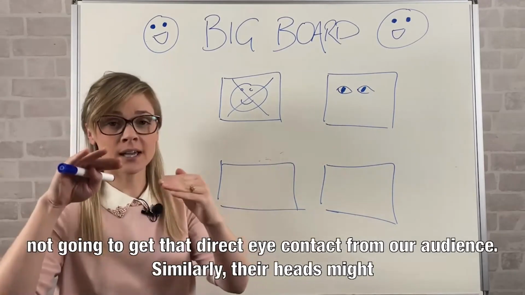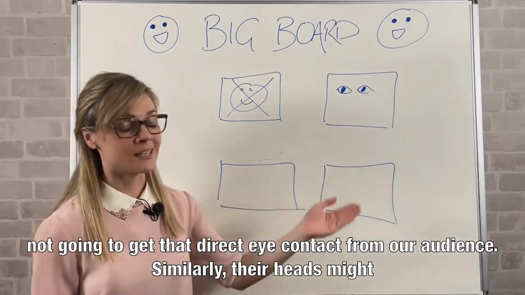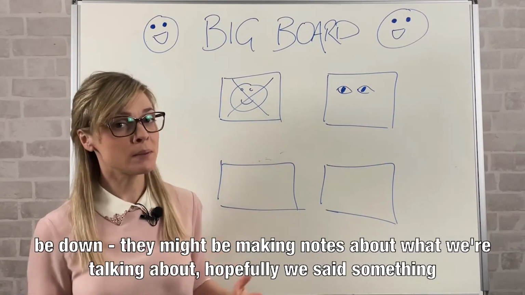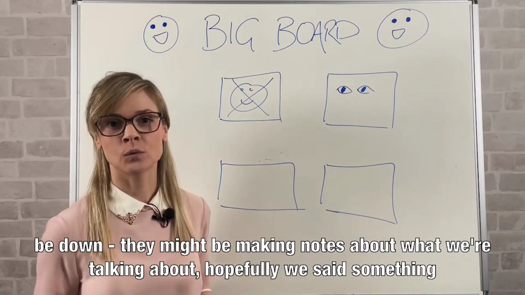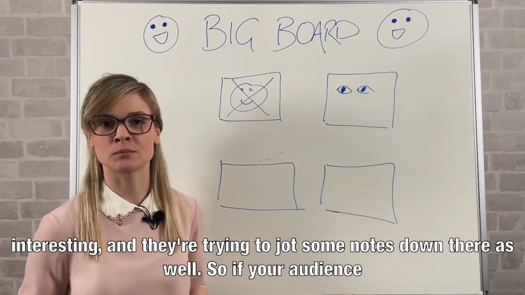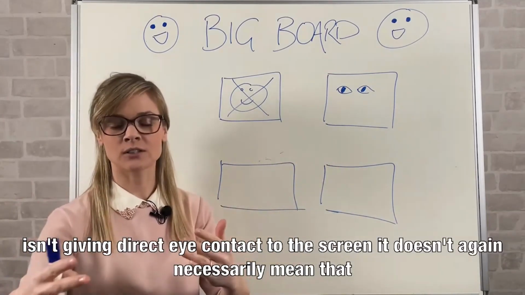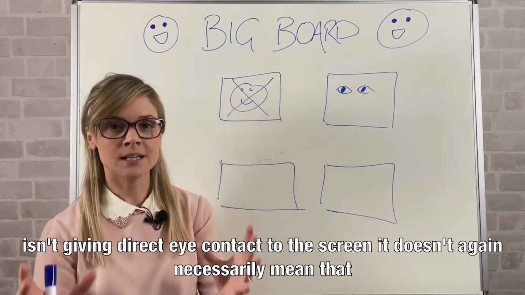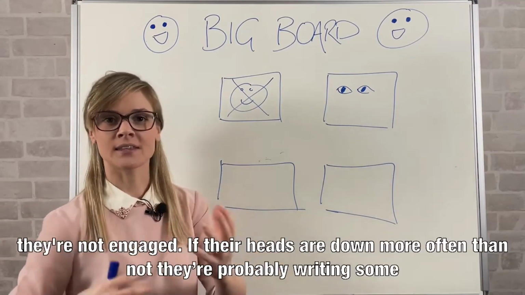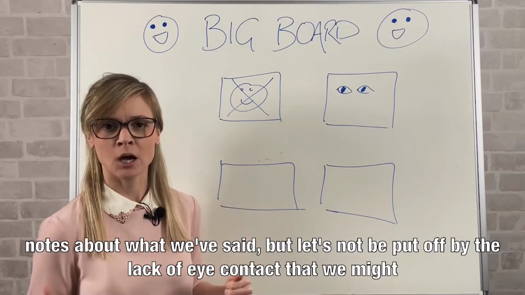So we're not going to get that direct eye contact from our audience. Similarly, their heads might be down. They might be making notes about what we're talking about, hopefully. We said something interesting and they're trying to jot some notes down there as well. So if your audience isn't giving direct eye contact to the screen, it doesn't, again, necessarily mean that they're not engaged. If their heads are down, more often than not, they're probably writing some notes about what we've said.